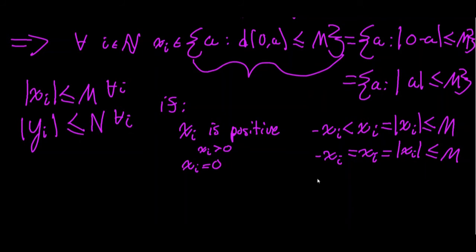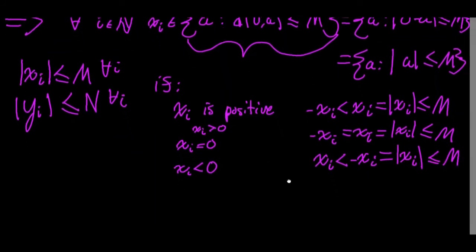And we can also say that if xi is less than 0, that is to say xi is negative, then xi is less than negative xi, which is a positive number, strictly greater than 0, which is equal to the absolute value of xi. Because if xi is negative, by definition of absolute value, the absolute value of xi is negative 1 times xi. And remember, for all i, the absolute value of xi is less than or equal to M.